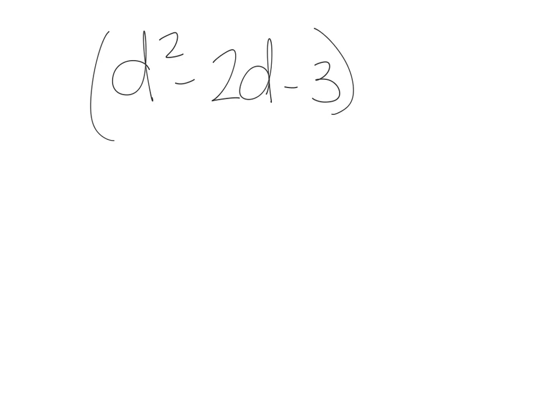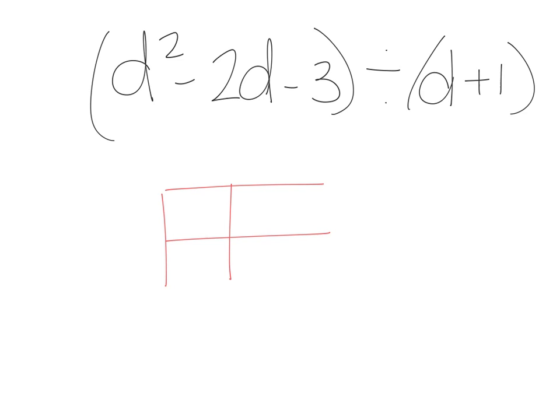All right, last problem for you. d squared minus 2d minus 3, all divided by d plus 1. Draw your box. Put your divisor on the left. Take your first term of the dividend and put it in the first box and start figuring out what multiplies. d times d would be d squared. d times 1 would be 1d.